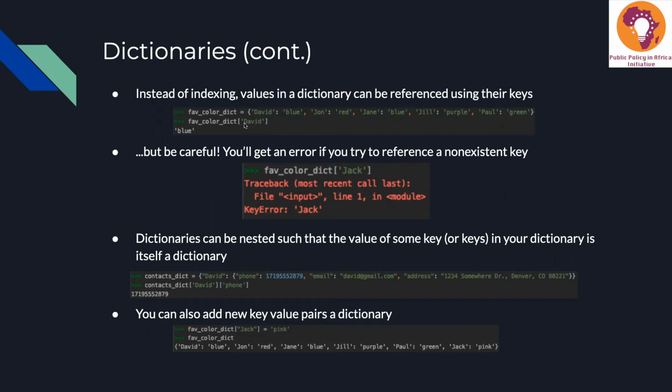So in this particular case, I put David in the brackets there because I want to know what David's favorite color is, and that returns blue.